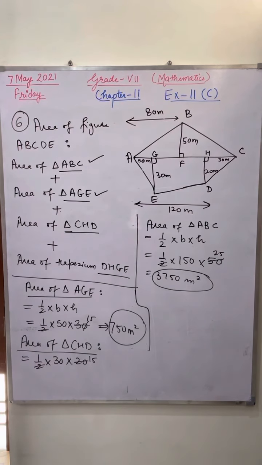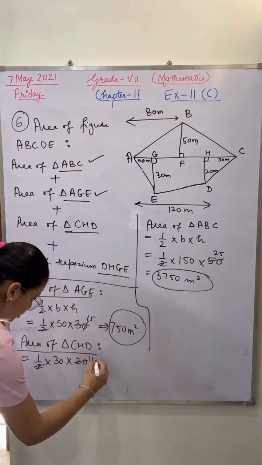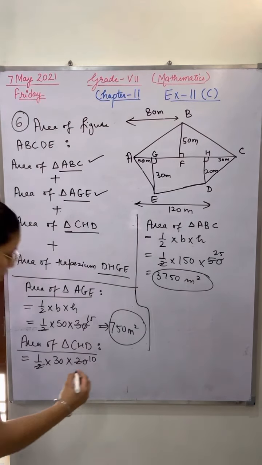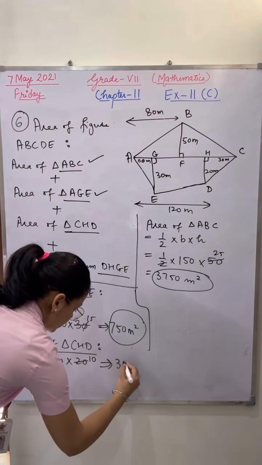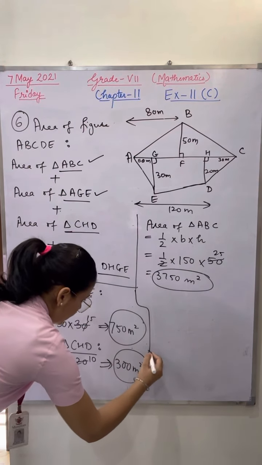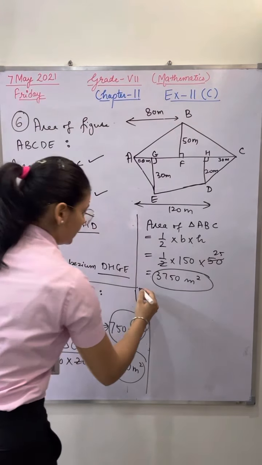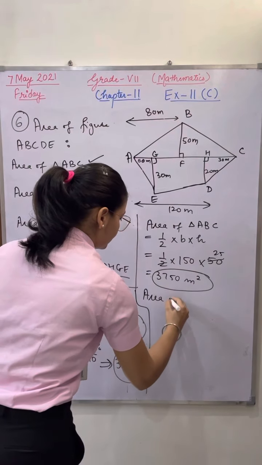15 into 30, how much? Ma'am, 450. Just wait. 2 tens are, 2 tens are. 10 into 30, yes. How much? Ma'am, 300 meters square. Very good. Please mute yourself, Swayam. The next is the area of trapezium.